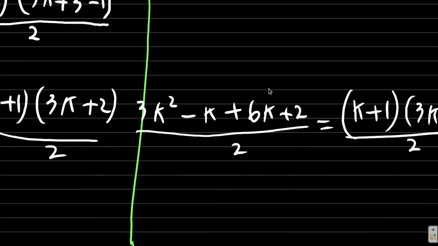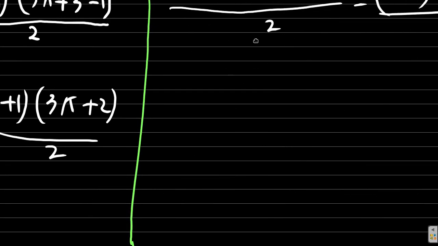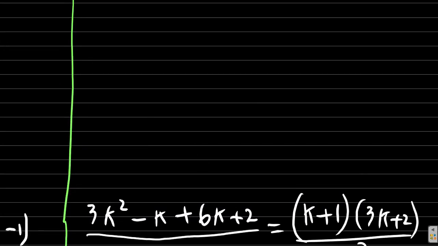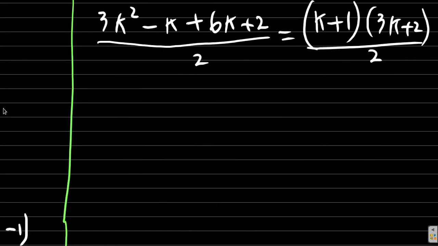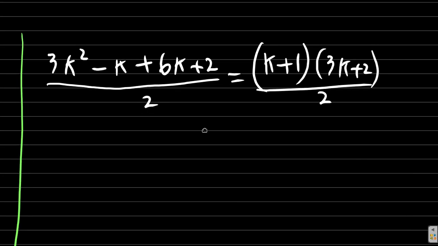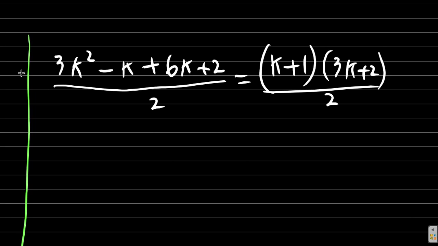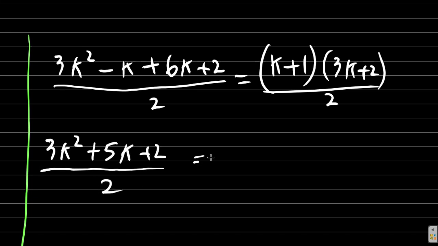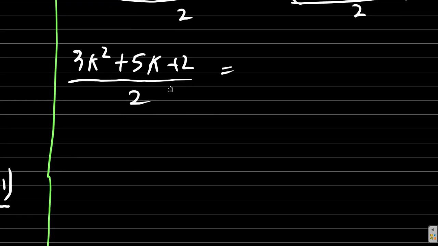Alright, that saves me some amount of time and energy and frustration scrolling back up and down to rewrite everything all over again. Alright, so the left hand side, what is it? It's 3k squared, negative k plus 6k is what? It's 5k, plus 5k plus 2 over 2 equals that.